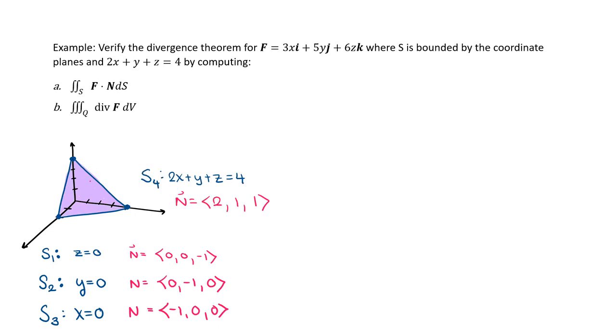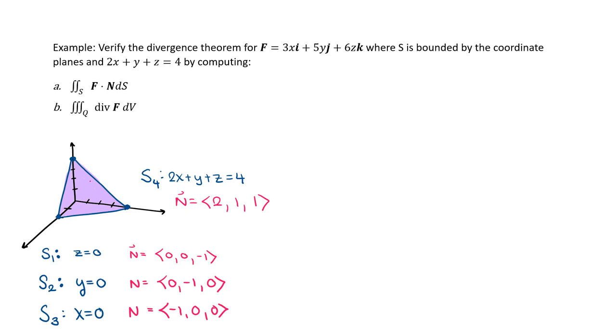And then finally, the fourth surface we're going to consider is that slanted plane, the plane 2x + y + z = 4. My normal vector there would be <2, 1, 1>. I got that very quickly by just looking at the coefficients of the plane. That's definitely my normal vector.